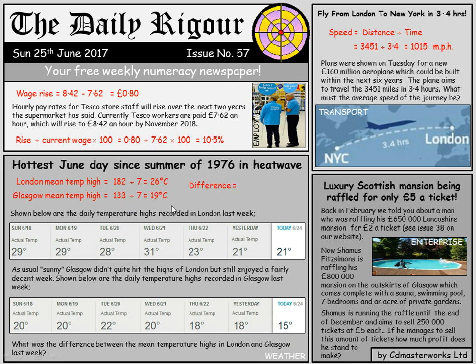So quite clearly now the difference is going to be the two numbers taken away from each other. The difference is 7 degrees. Not fair, is it? Why can't we have weather like them?